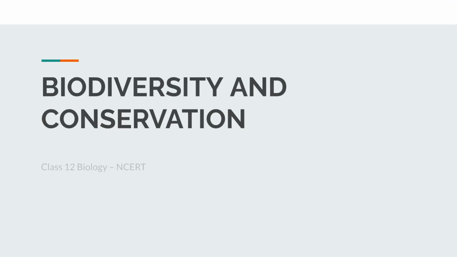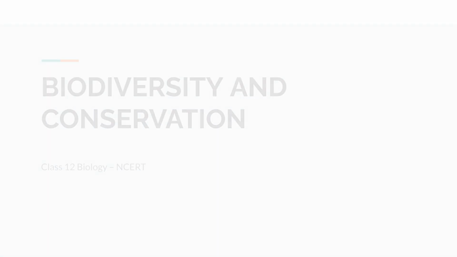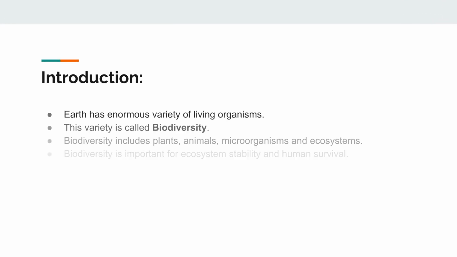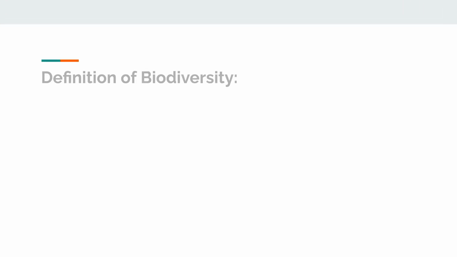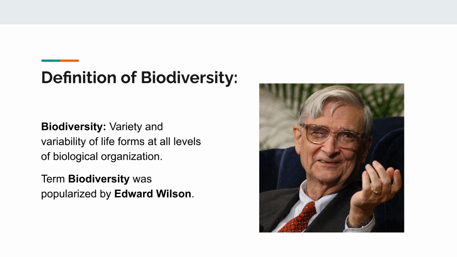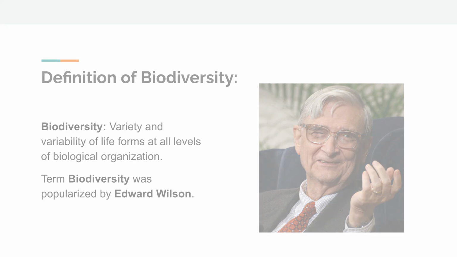Welcome to this video on biodiversity and conservation, based on Class 12 Biology NCERT curriculum. We begin with an introduction to biodiversity, the enormous variety of living organisms on Earth. This includes plants, animals, microorganisms, and entire ecosystems, all essential for ecosystem stability and human survival. Biodiversity is defined as the variety and variability of life forms at all levels of biological organization. The term was popularized by the eminent scientist Edward Wilson.